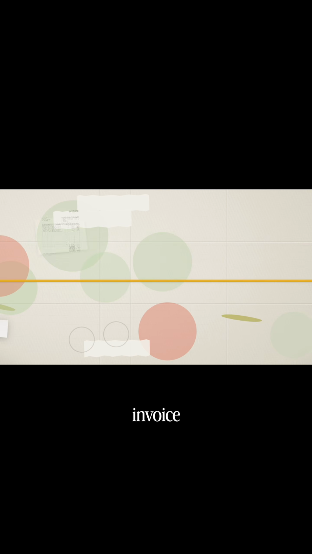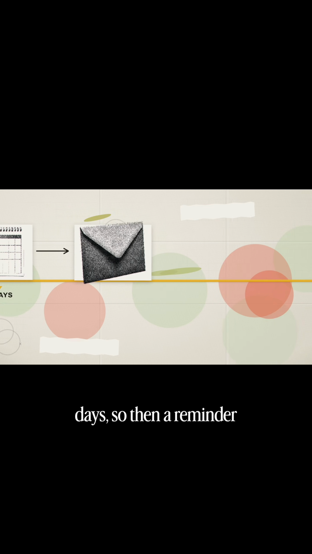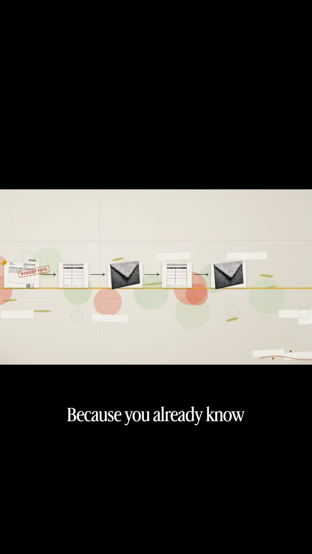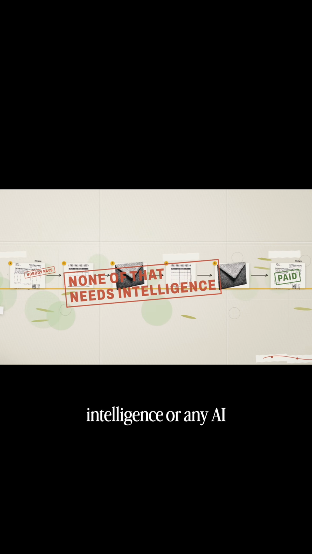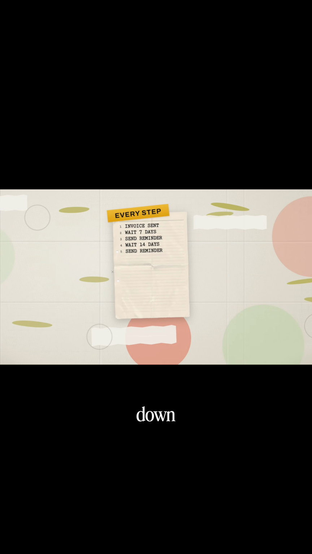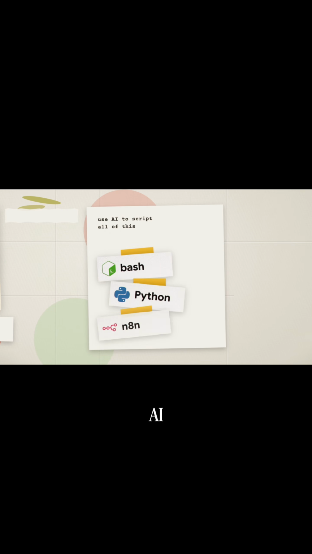This is like when the invoice goes out for your client and nobody pays you in 7 days, so then a reminder goes out, and at 14 days another one goes out if they haven't paid yet. Because you already know every step and you already know what the result is supposed to look like, none of that needs any AI intelligence, because you can write every step of it down. This is an example of where you should be using a script for yourself and keeping AI out of it completely.